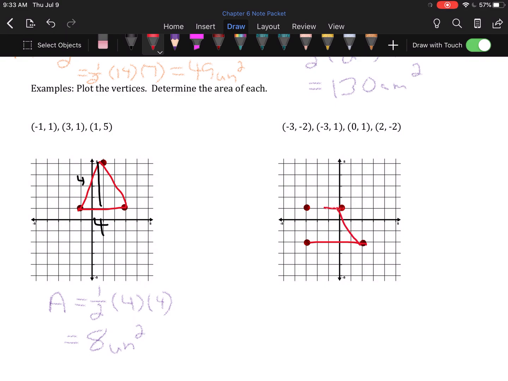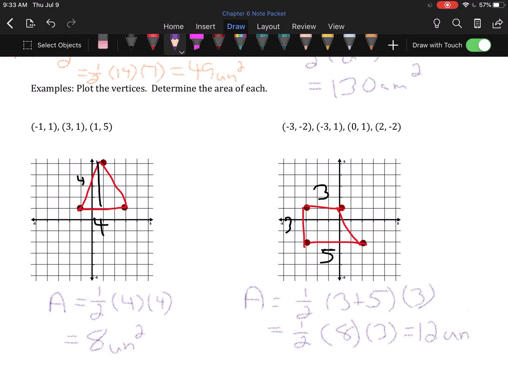So here's our trapezoid. And let's see, its top base is 3, its bottom base is 5, and it is 1, 2, 3 tall. So its area will be 1/2 times 3 plus 5 times 3. We have to do the 3 plus 5 first, so that's 8. Half of 8 is 4. 4 times 3 is 12 units squared.